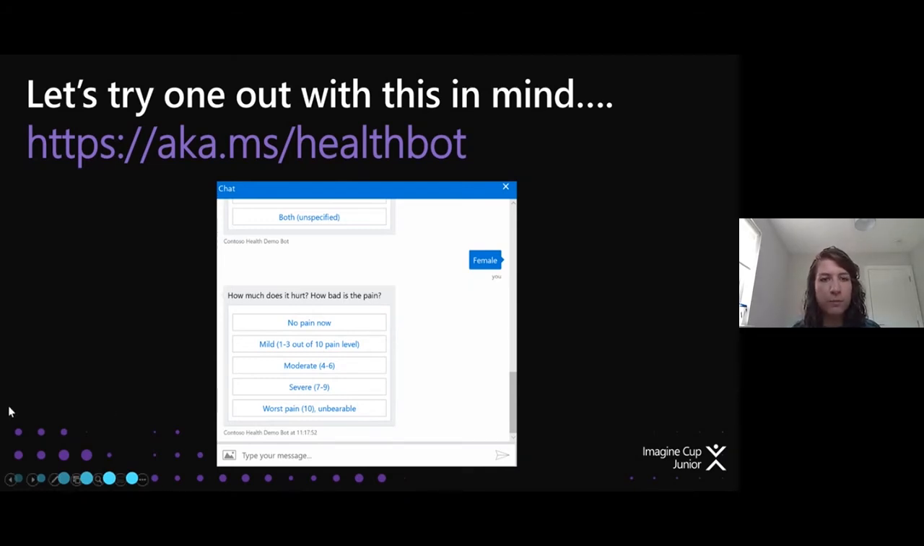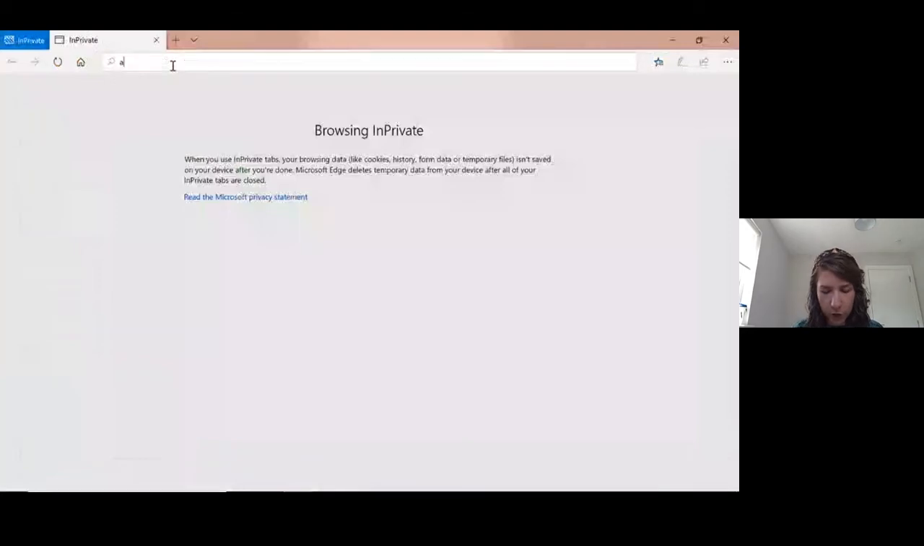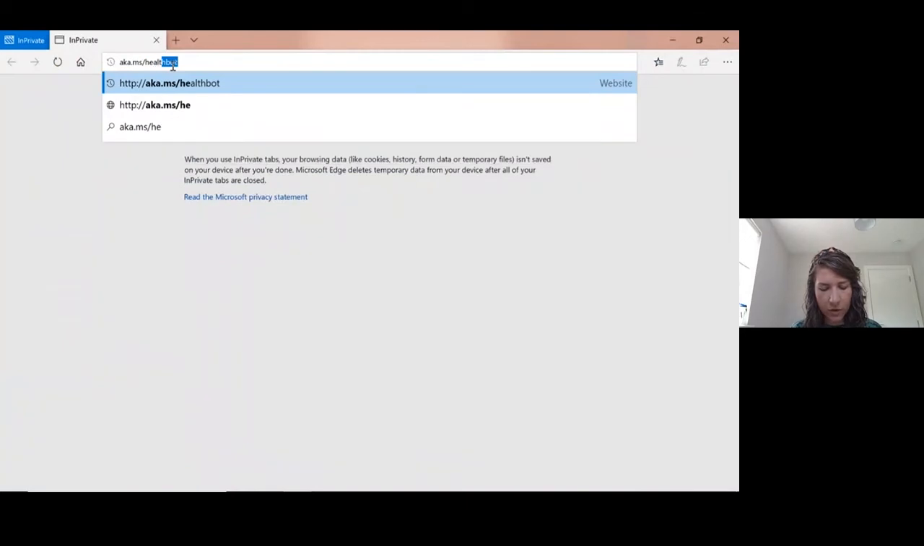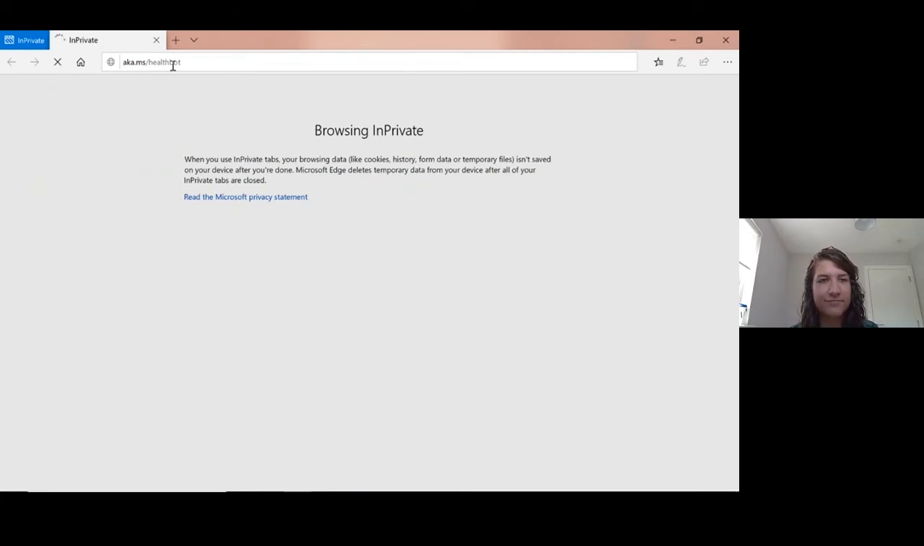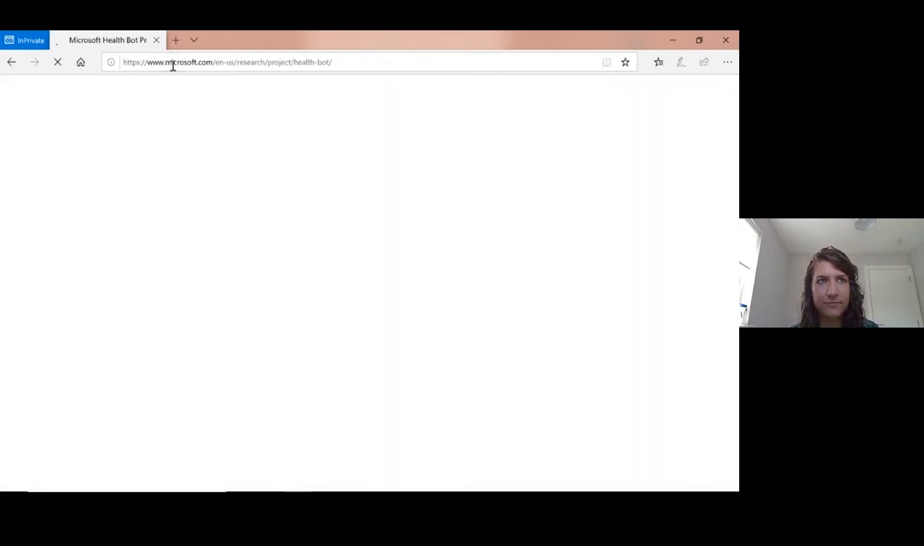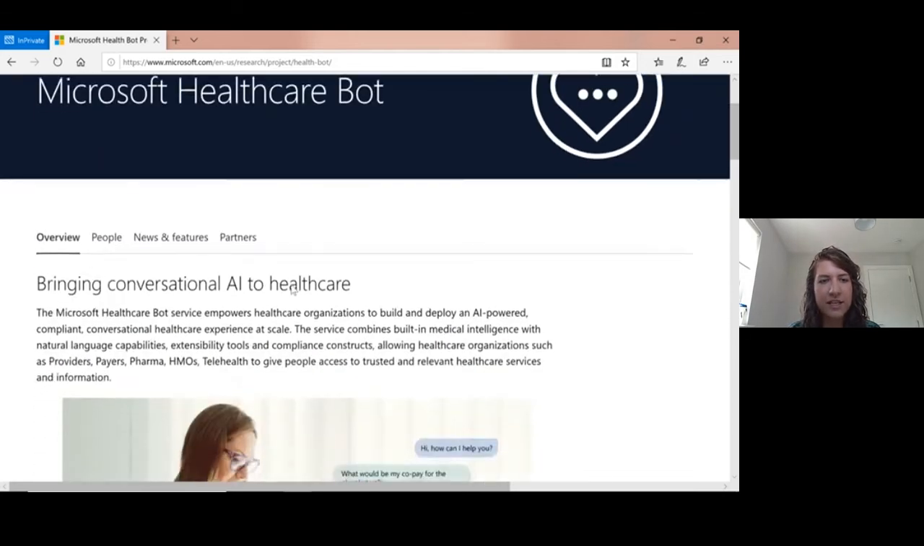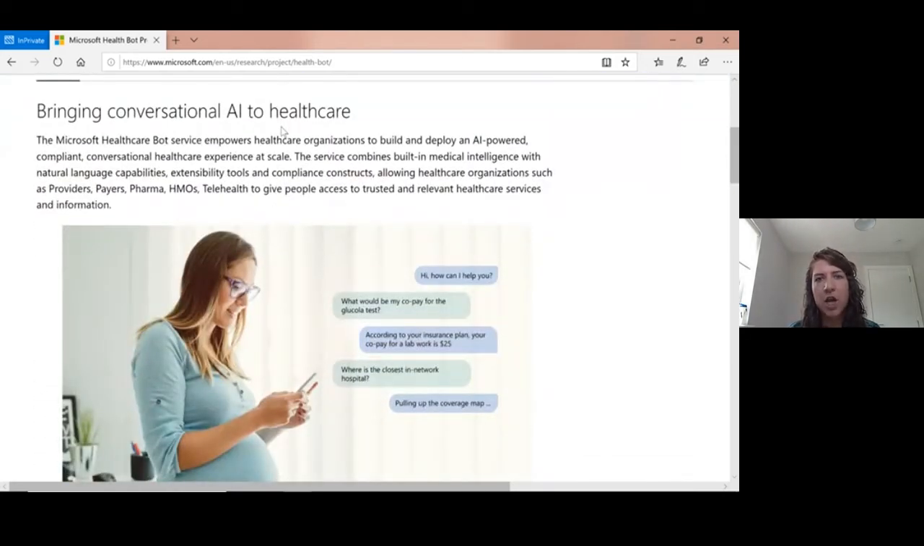So I'm going to go to my browser. And we're going to go to the website that I'm using, which is aka.ms/healthbot. I'm going to go there. Okay, so we have Microsoft Healthcare Bot. Here we go, and you can see it says bringing conversational AI to healthcare. The whole point of chatbots is that it feels natural, kind of like the natural language processing we talked about earlier with Corey. It feels like you are talking to someone. It shouldn't feel like you're talking to a machine.